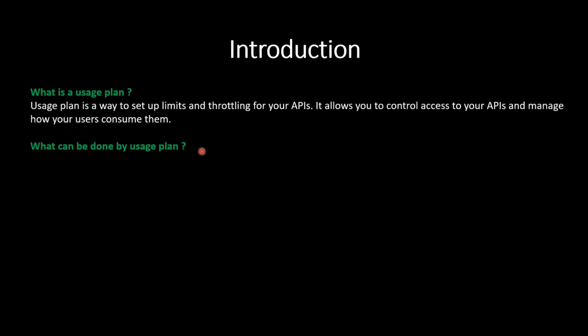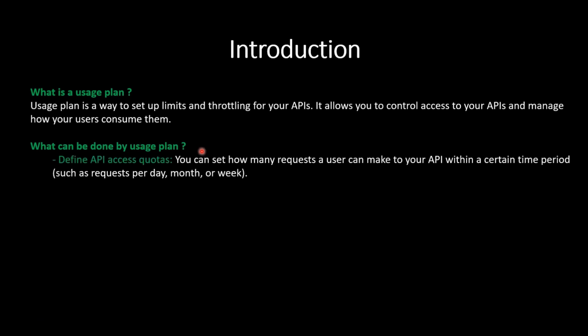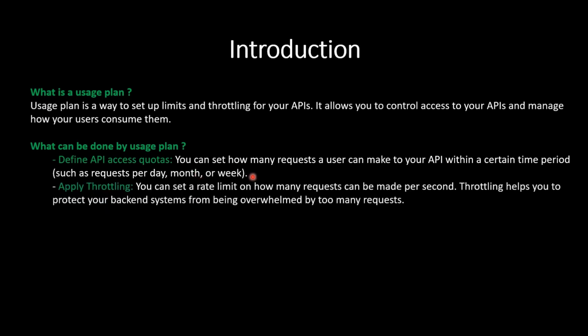What can be done by usage plan? First is define API access quotas. You can set how many requests a user can make to your API within a certain time period, such as requests per day, month or week. Then you can apply throttling. You can set a rate limit on how many requests can be made per second. Throttling helps you to protect your backend systems from being overwhelmed by too many requests.